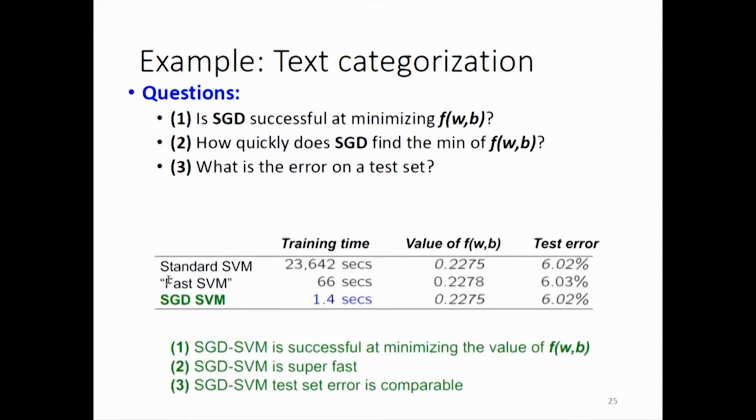Now, this example you have seen, right? SGD was there for a long time, but it was resurrected by a very influential paper by Leon Bottou in 2008, where he showed that you can solve an SVM in 1.4 seconds, whereas for the same problem it took something like 20,000 seconds, or fast SVM took 66 seconds or so.